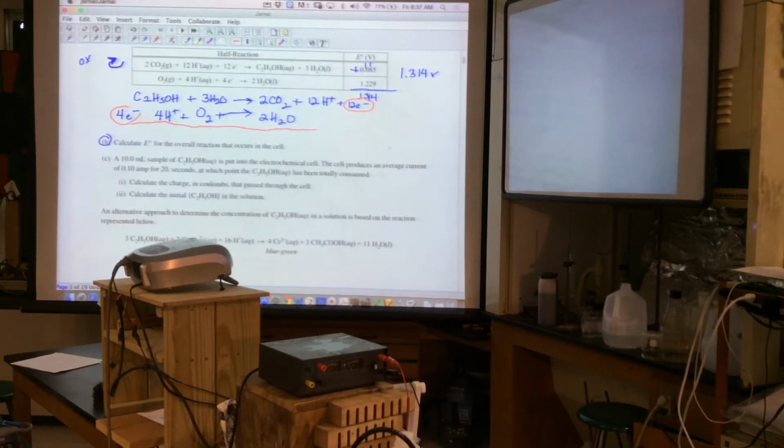So I've got 12 electrons on top, 4. So I'm going to distribute a 3. 3 times 4 is 12 electrons. 3 times 4 is 12 protons. 3 times this is 3. 3 times 2 is 6.